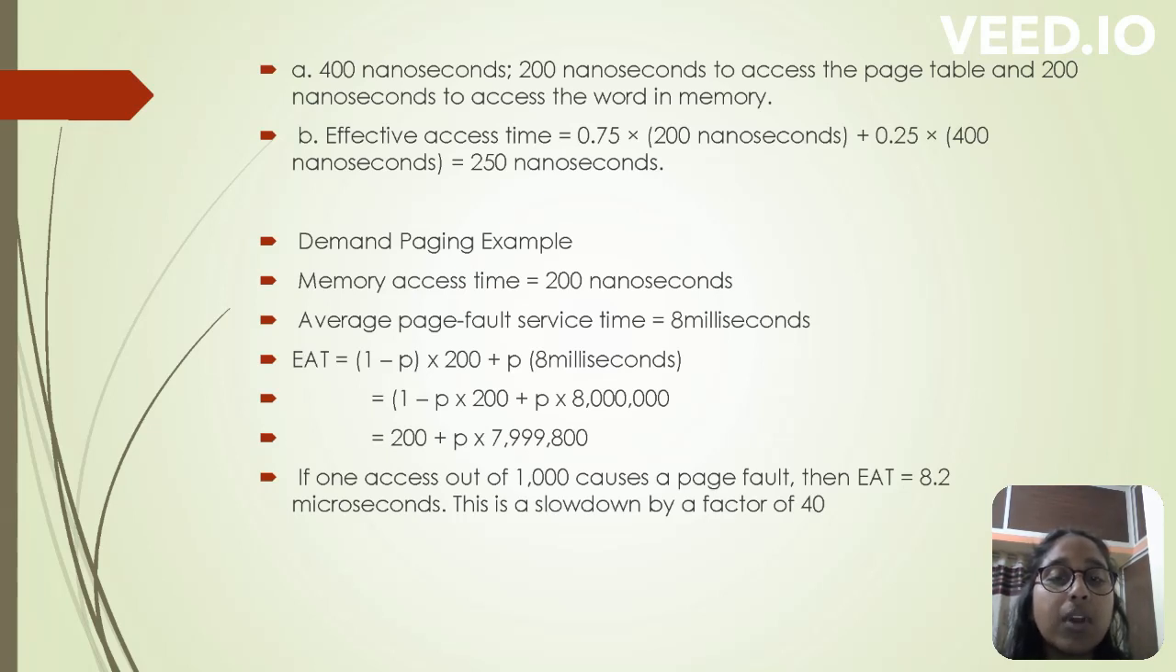Demand paging example. Memory access time is 200 nanoseconds. Average page fault service time is 8 milliseconds. EAT = (1 - p) x 200 + p x 8 milliseconds = (1 - p) x 200 + p x 8,000,000 = 200 + p x 7,999,800. If one access out of 1000 causes a page fault, then EAT is 8.2 microseconds. This is a slowdown by a factor of 40.